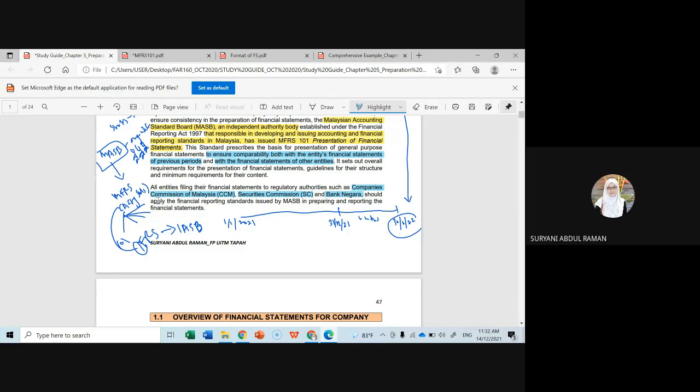Entities should apply the financial reporting standards issued by MASB in preparing their financial statements. So at the end, when you have prepared your financial statements, you have to send copies of them to all these regulatory bodies. That is why we need auditors, the Big Four, to check whether they have been prepared in line with the standard or not, because at the end you need to submit to all these important regulatory bodies in Malaysia.